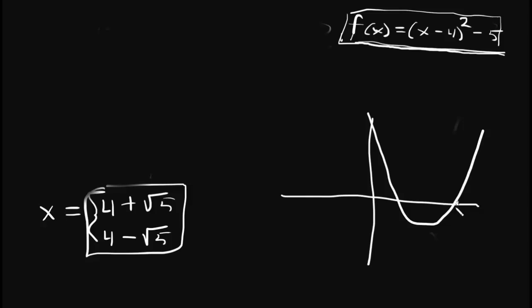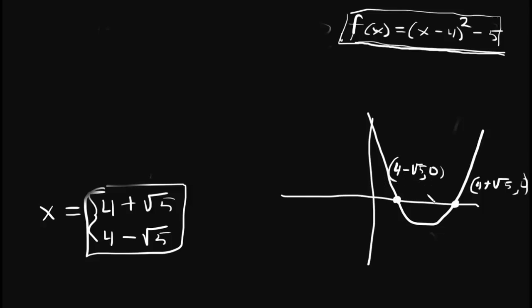And what's more, I can tell you that these two points are going to be, well, this point here is going to be, the x value is going to be 4 plus the square root of 5, and the y value is going to be 0. That's this point. And as for this point, the x value is going to be 4 minus the square root of 5, and the y value is going to be 0.